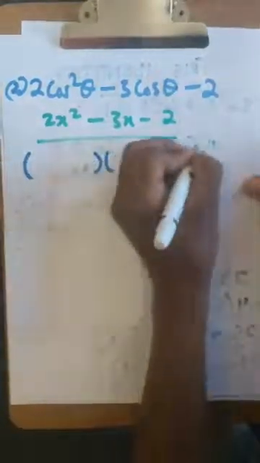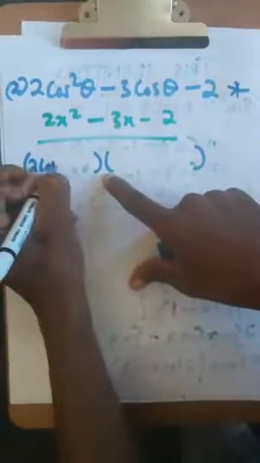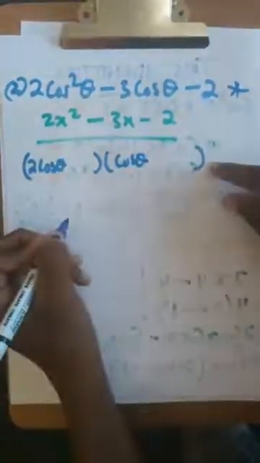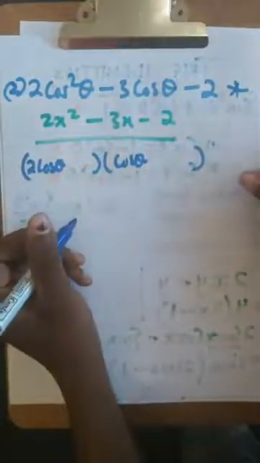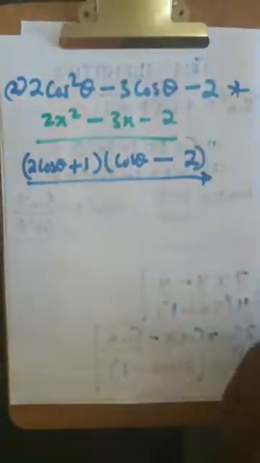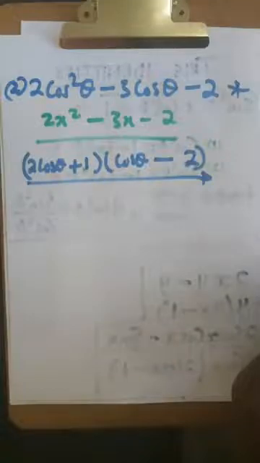I'm going to open 2 brackets. I'm factorizing the quadratic: 2 cos theta, then cos theta, then minus 2, then plus 1, so that we get minus 2 and plus 1. Then this one is factorized. So you need to know this. This is very important, guys.